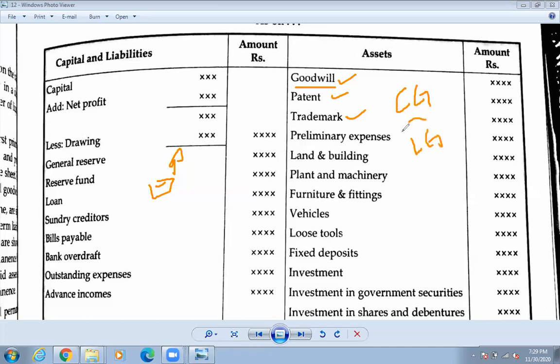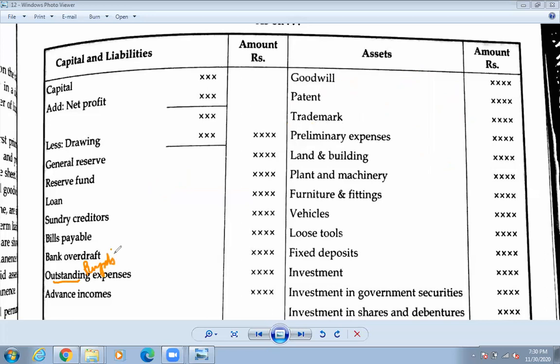Okay, so trademark is like what you write as your CG or your LG logo. If you use a logo like that, it is your trademark. This mark brings you a lot of benefit, and this trademark also has a separate price, which means it is also a kind of asset for you. Then preliminary expenses: that means you have already paid your expenses.